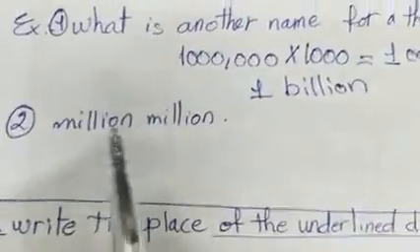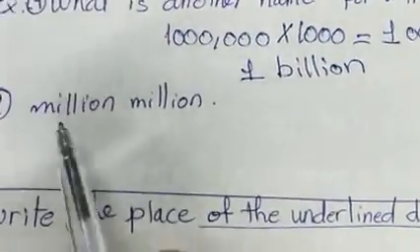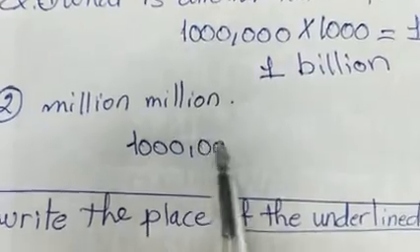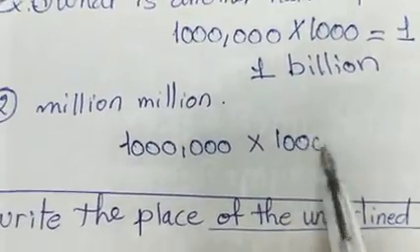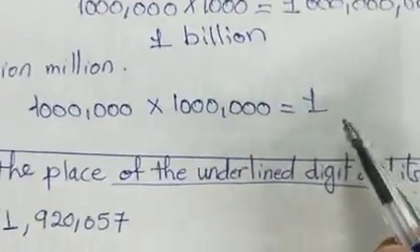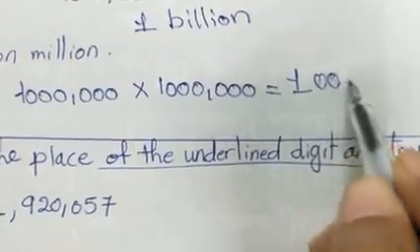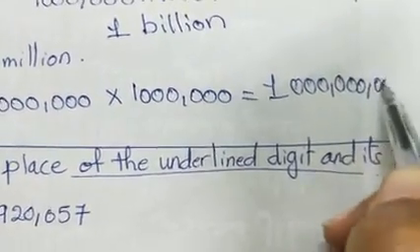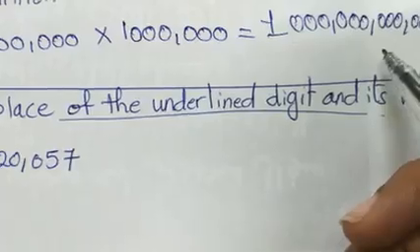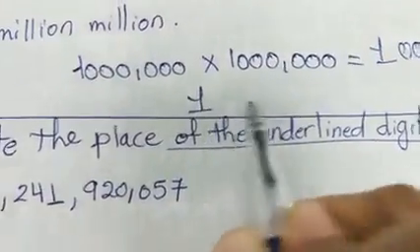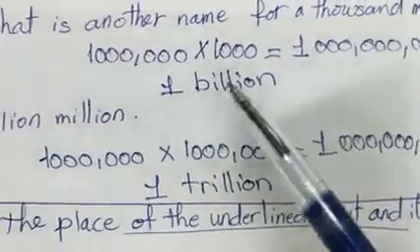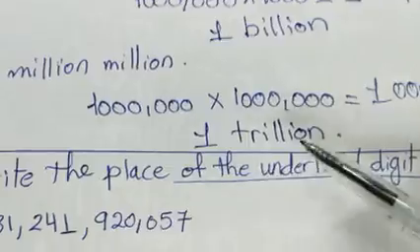Now, if I have 1 million times 1 million, I will have a number consisting of 13 digits. The smallest 13-digit number is 1 trillion. So 1,000 million is a billion, and a million million is a trillion.